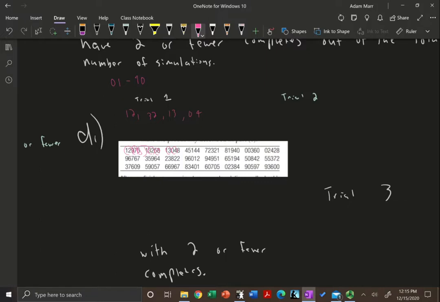Now we're going to see how many of these are completes. And we want to see if we have 2 or fewer completes. All right, so 1 to 30 is complete. So there we go. No. There we go. And there we go. So this is 3 completes. That is a no, because we're trying to find 2 or fewer, if you recall. Let's go to trial number 2.